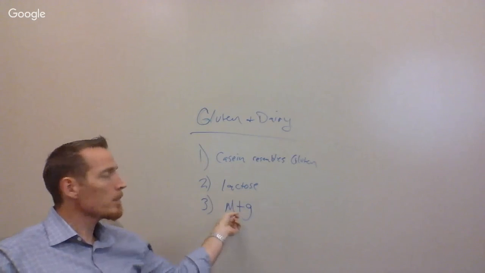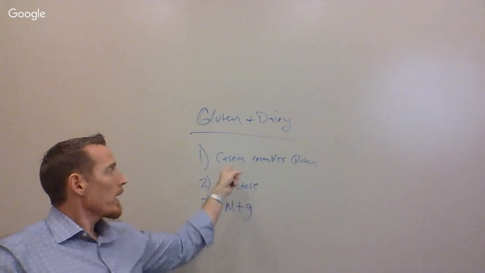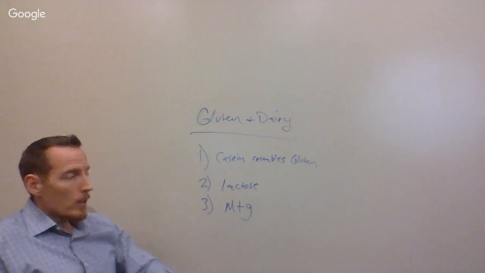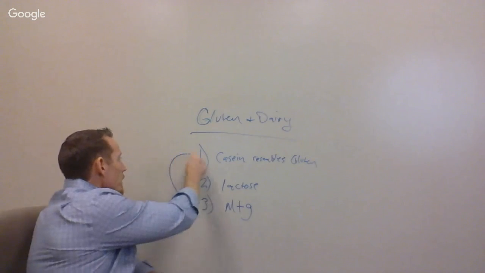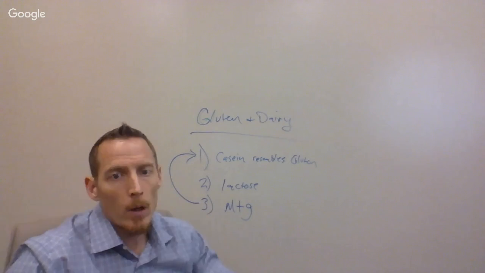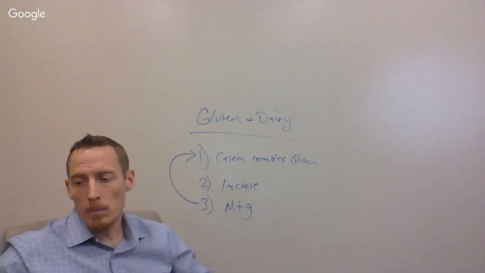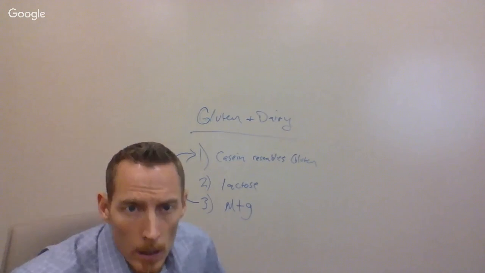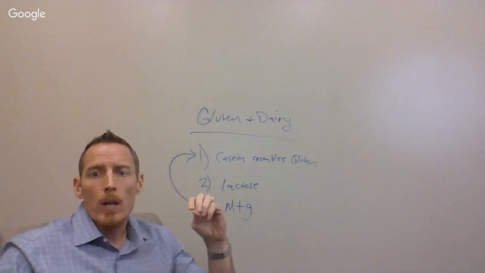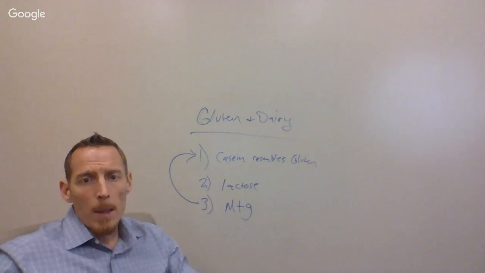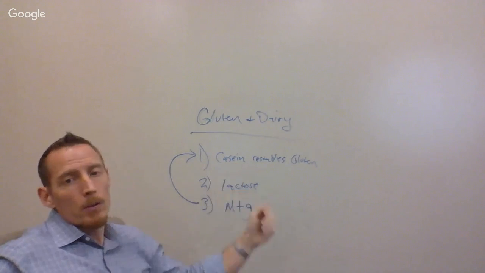When you add MTG to dairy, it makes the casein in the dairy resemble gluten. So the act of processing dairy with MTG draws back and feeds right back into number one. So my advice to anybody who's suffering with chronic autoimmunity is, if they're gluten sensitive, that we have to absolutely get the dairy out of the diet for these multitudes of reasons.